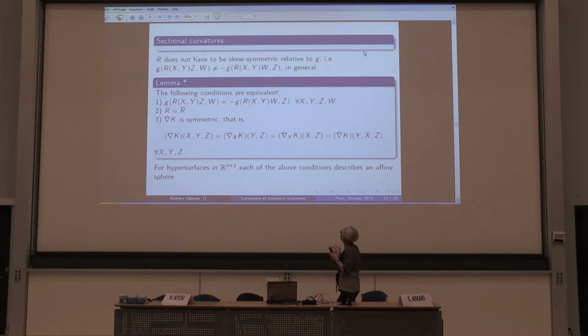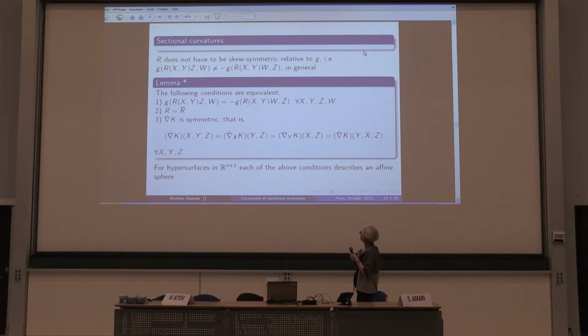Let's say the curvature tensor R does not have to be skew symmetric relative to G. That means, in general, we have this inequality written here. But the case where we have the equality is also very important. It corresponds to the case of affine spheres. I have the lemma star, which is important for my talk, but very easy to prove.